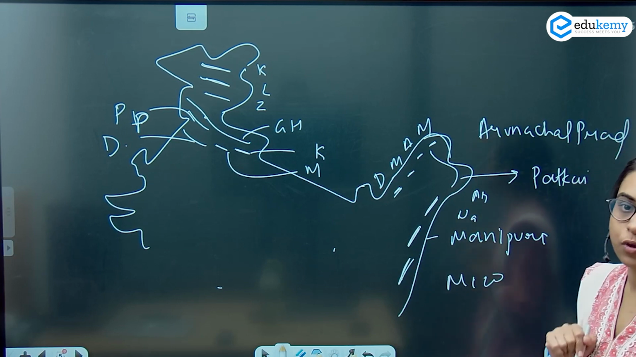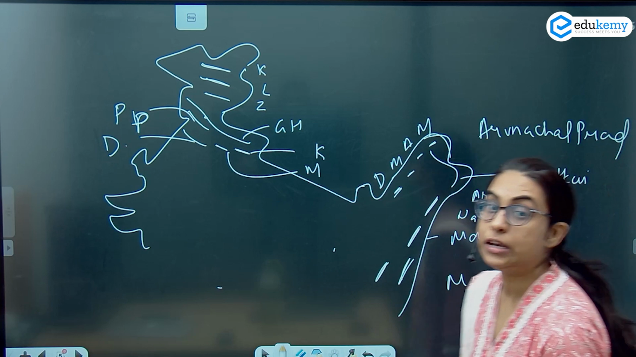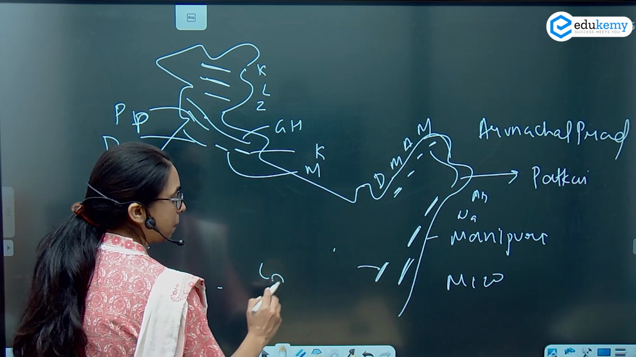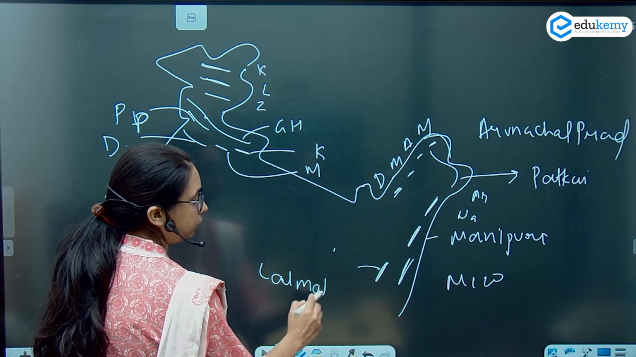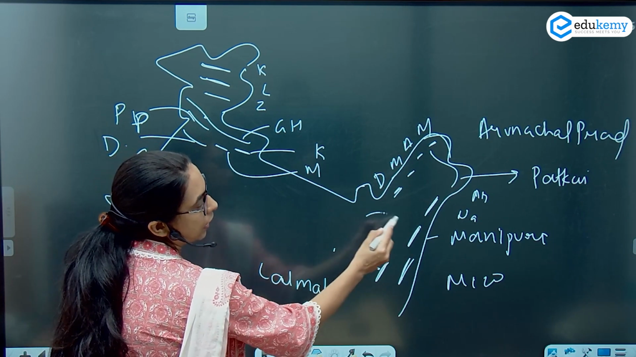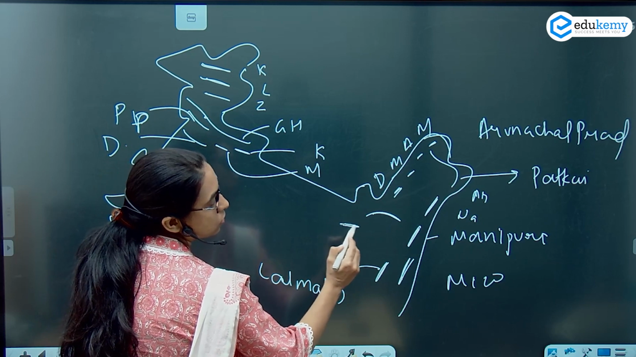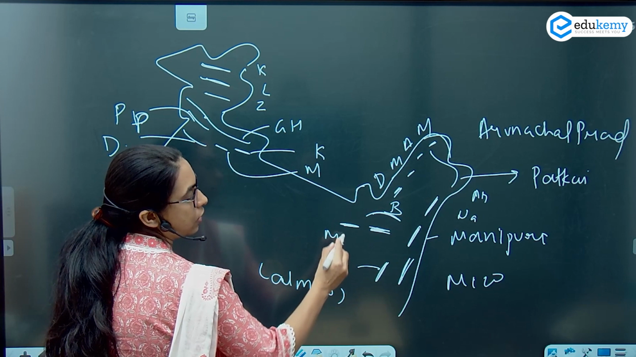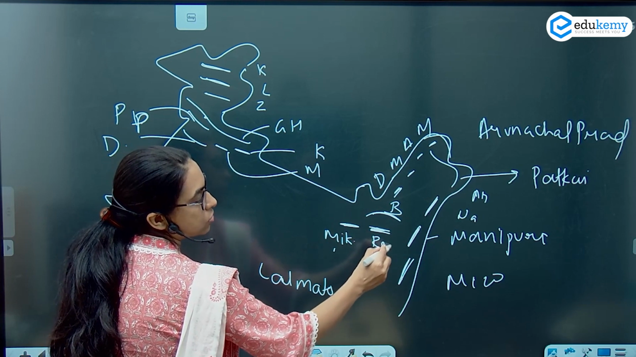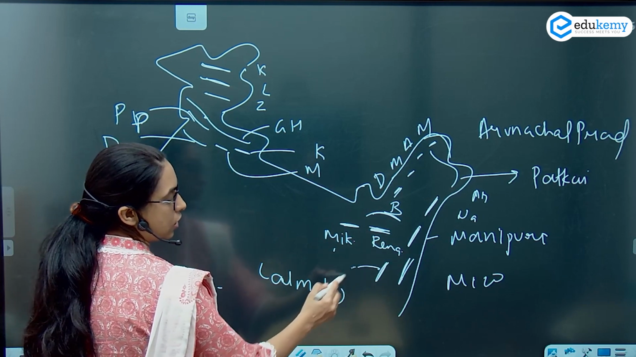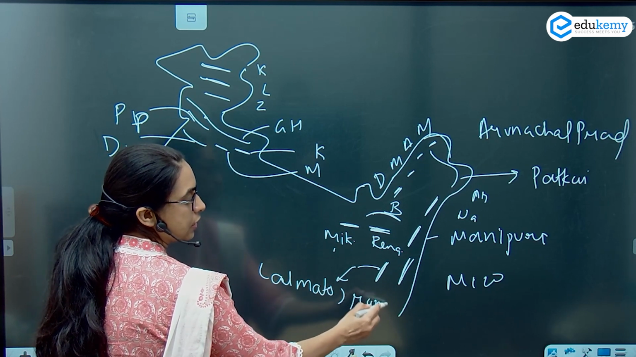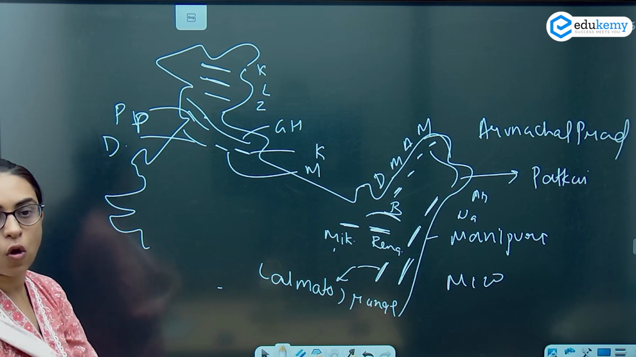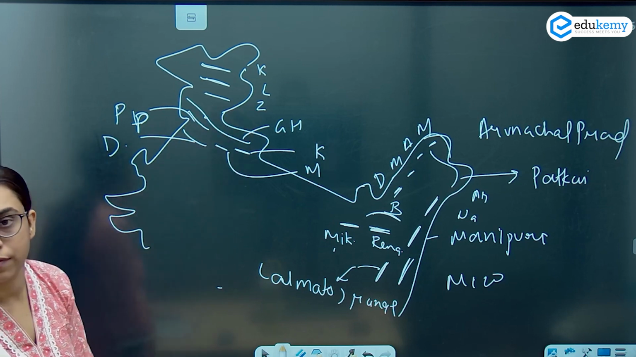Then we studied one more important range, the Lalmatol Range. Then we studied Barel Range, Mikir Range, Rengma Range. These are the important hills of the northeastern and western Himalaya.